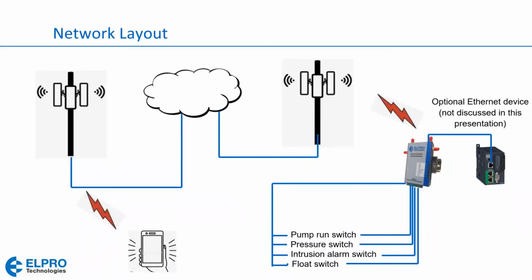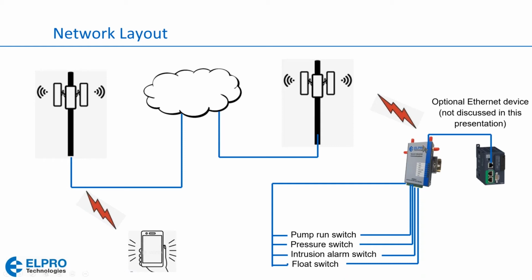Now for today, this is what we're going to talk about. This is what our network layout is going to look like. Over on the right-hand side, we're going to have our cellular modem, and for our inputs across the bottom, we're going to assume we're connecting a pump run switch, a pressure switch, an intrusion alarm switch and a float switch. So a typical water, wastewater pump station application.